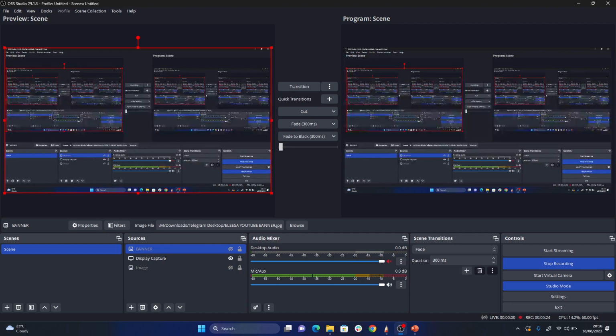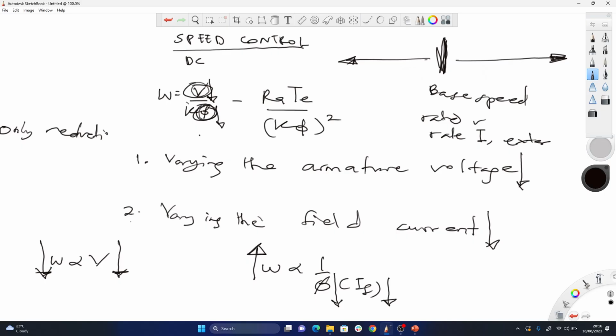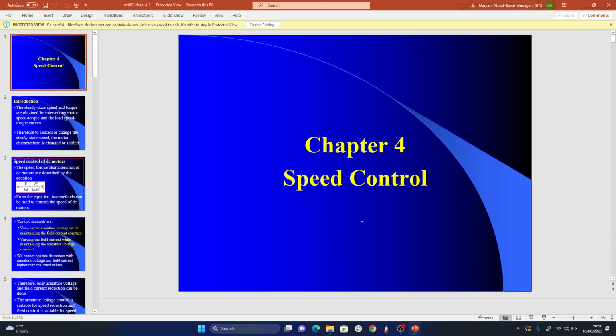Let me show this image. This is what the entirety of DC speed control revolves around: ways of reducing the armature voltage as a means of reducing the speed, and ways of increasing the speed by reducing the field current. Okay, so that's it. Let's come to the slides and see. So I've explained all this idea.